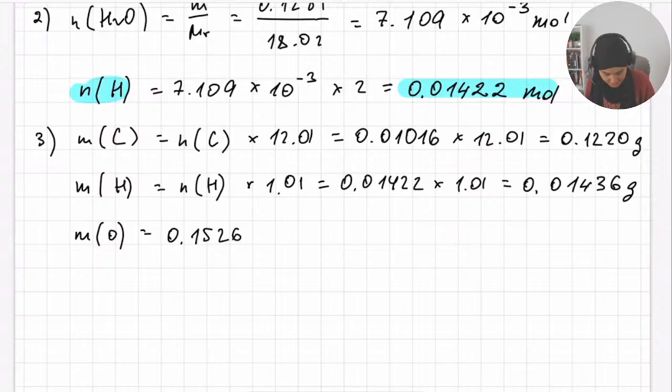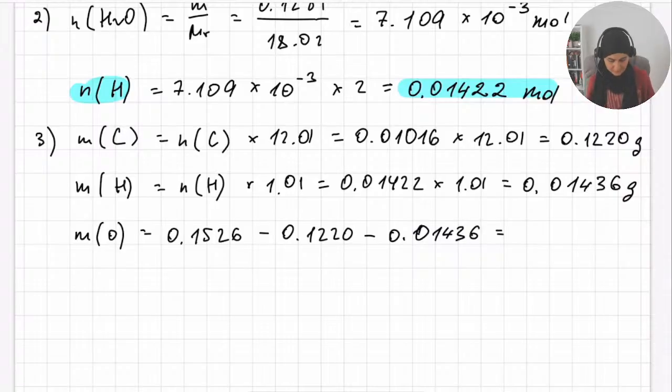0.1526 minus carbon, minus hydrogen. All right, 0.1526 minus 0.122 minus 0.01436, which is 0.01624 grams. I hope that is correct.